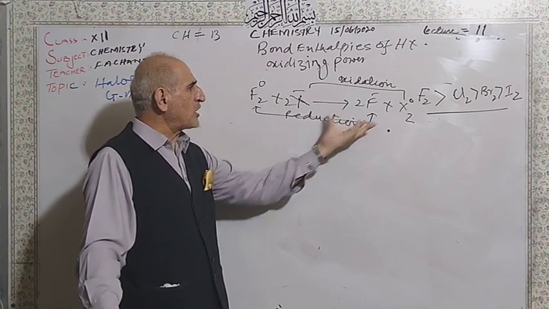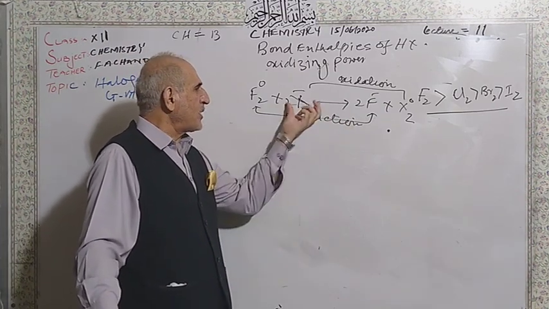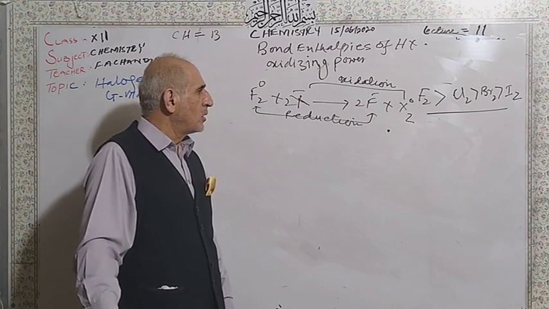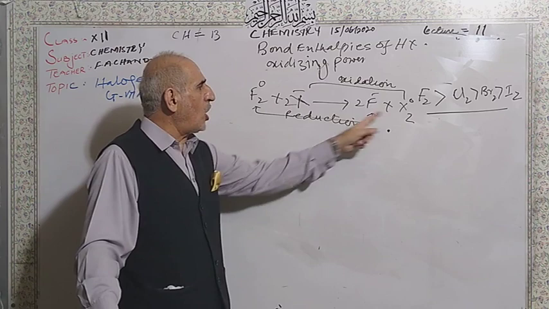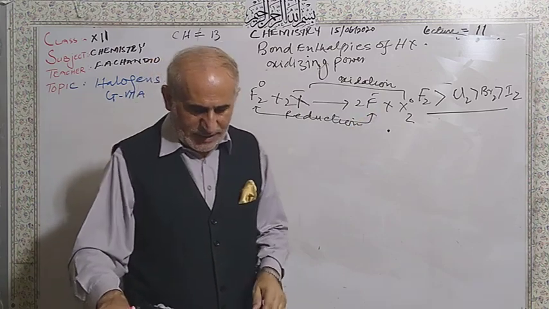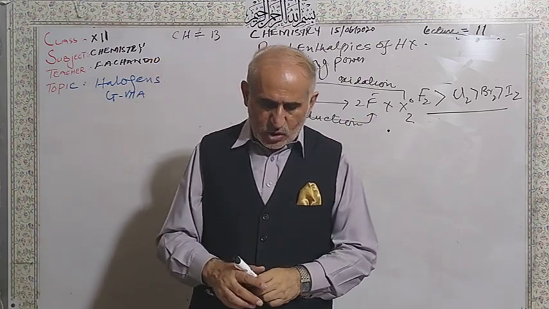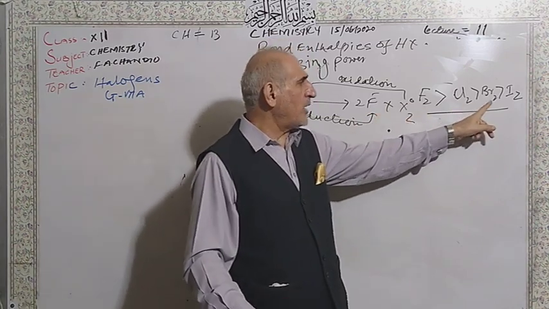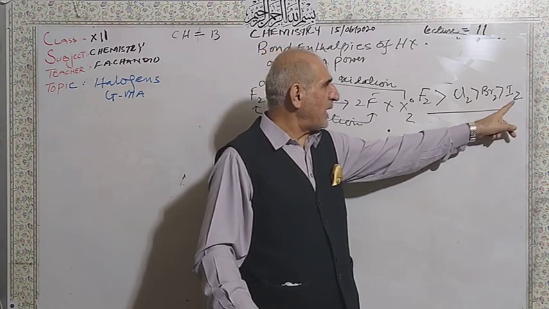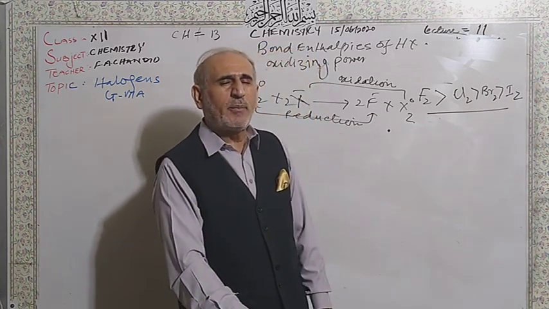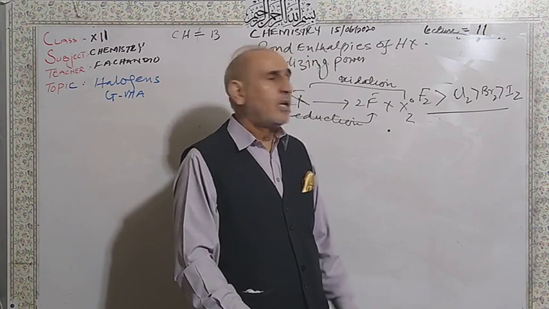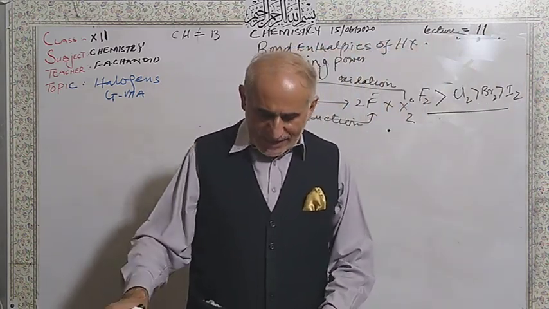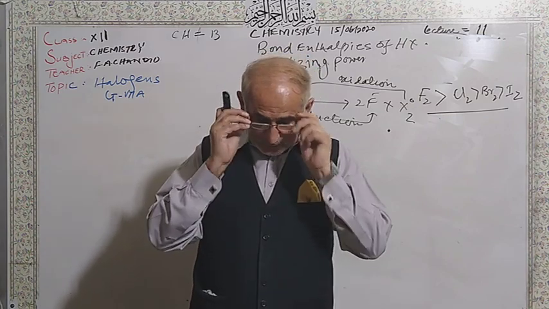The substance which is reduced is called the oxidizing agent, and the substance which is oxidized is called the reducing agent. So fluorine can oxidize all halogens because it is the strongest oxidizing agent. Fluorine can oxidize chlorine, chlorine can oxidize bromine, bromine can oxidize iodine, and fluorine can oxidize all. It is a powerful oxidizing agent according to the equation you are seeing. Okay.